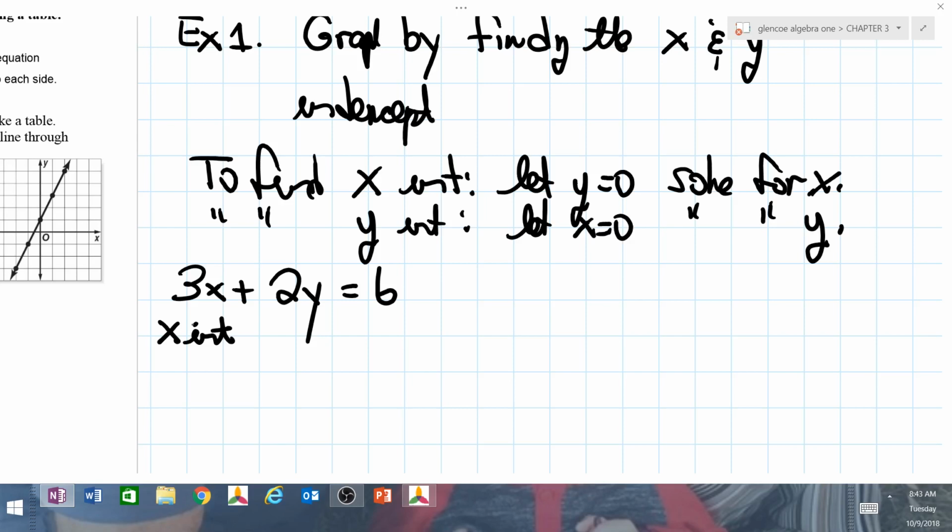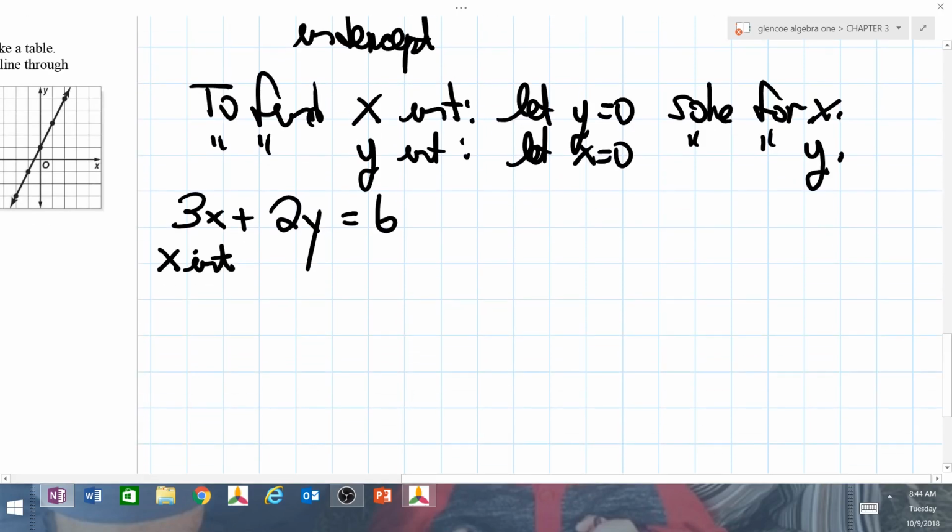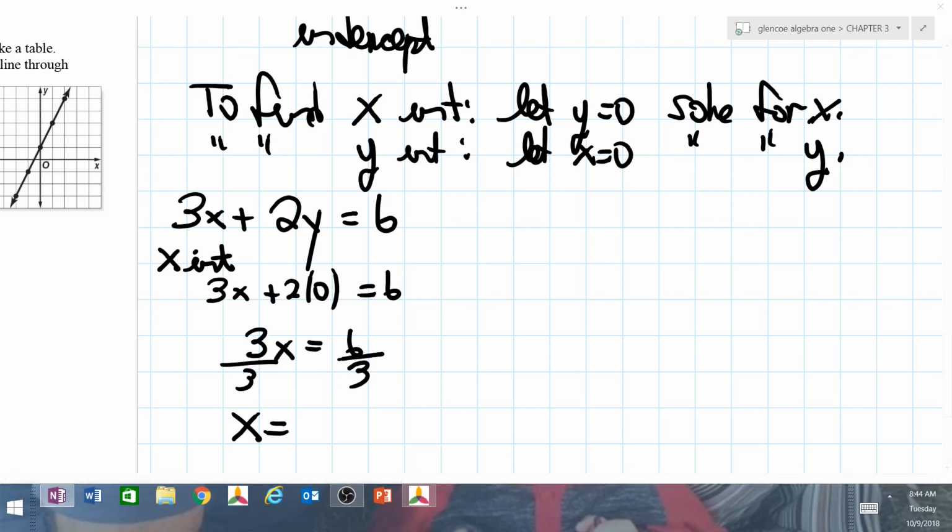To find the x-intercept, if I get rid of the y term, what I have is a simple equation like 3x equals 6. And we all know then that x would equal what? 2. So to find the x-intercept, we would say 3x plus 2 times 0 equals 6, or 3x equals 6. The x-intercept would be 2.